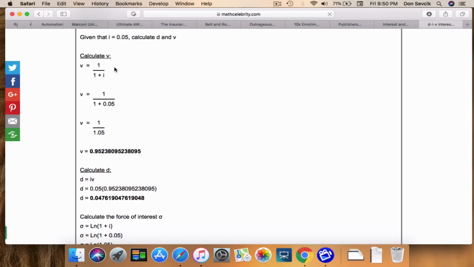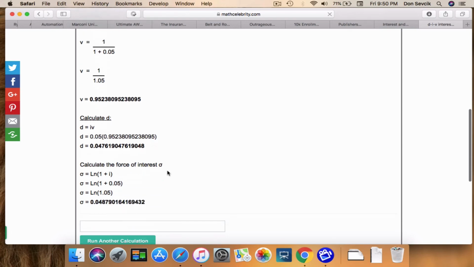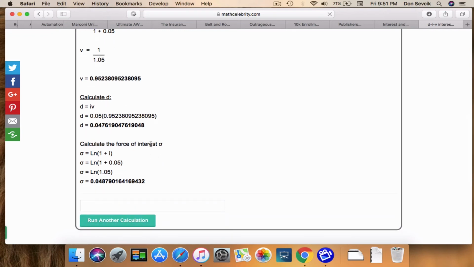And so it's going to do V first, 1 over 1 plus I. It plugs in I because that's given. And it solves for V. Next, it's going to solve for D, which is IV. Well, we've already solved for V up here. It takes the I that we know and solves for D. And finally, the force of interest, sigma, natural log of 1 plus I.